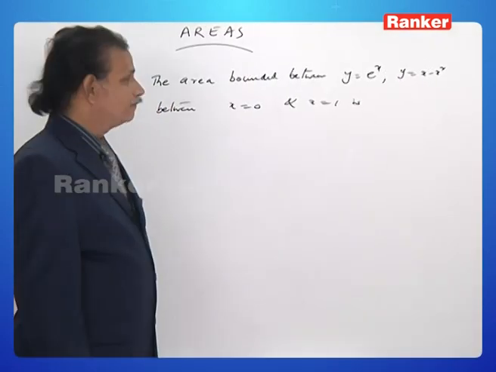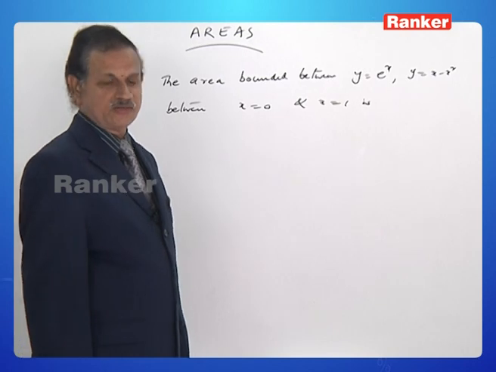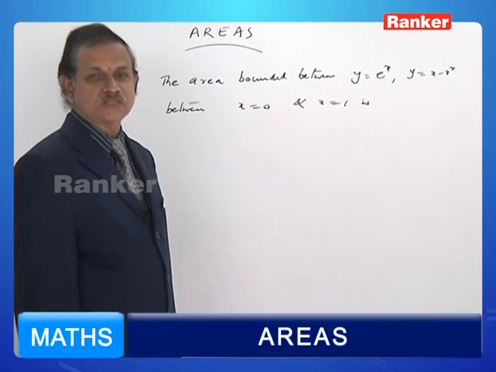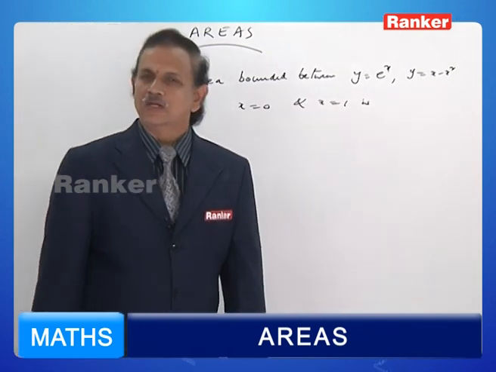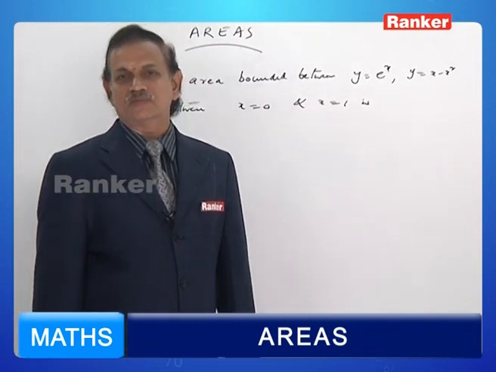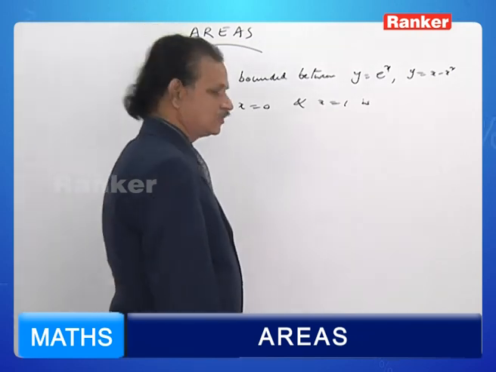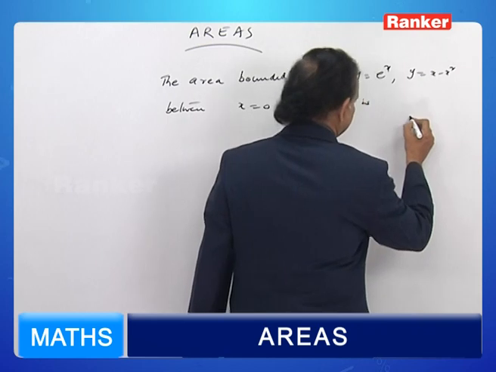Observe the problem carefully. There are two different curves, y is equal to e power x and y is equal to x minus x square. Of course, between the boundaries x equal to 0 and x is equal to 1, we need to observe the nature of the two curves given in the problem. Let us have the graph.